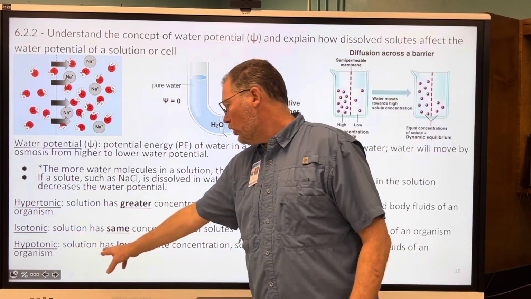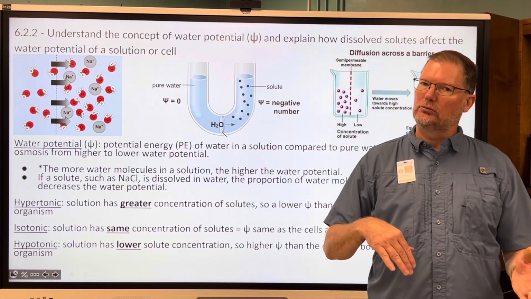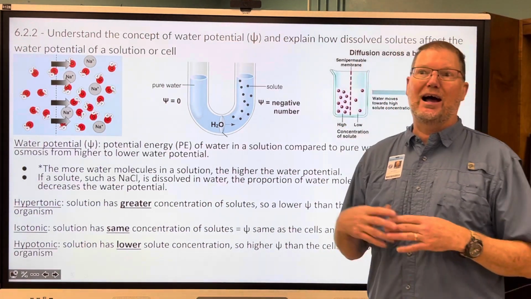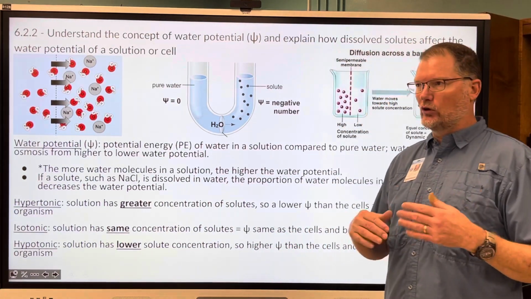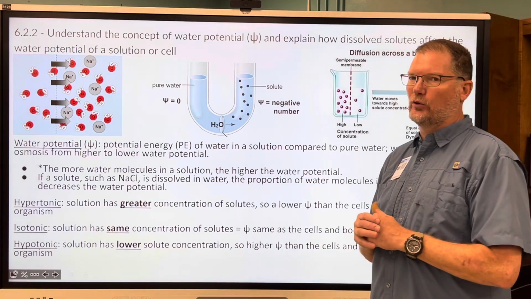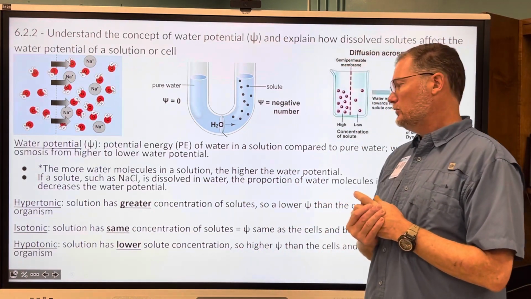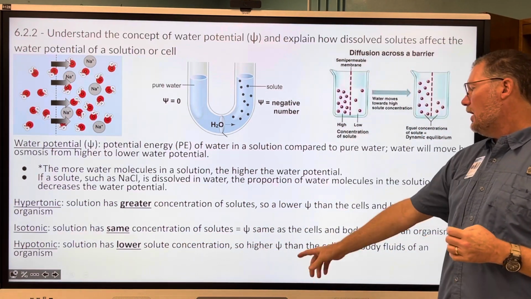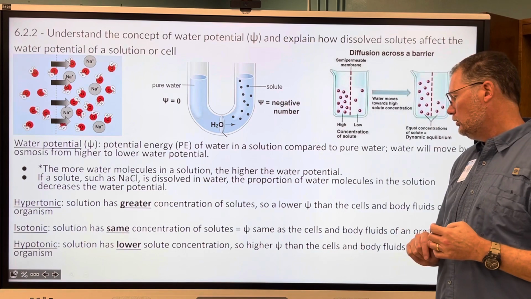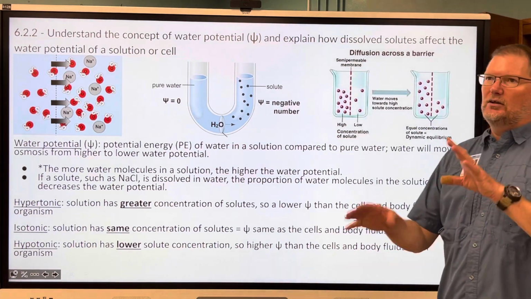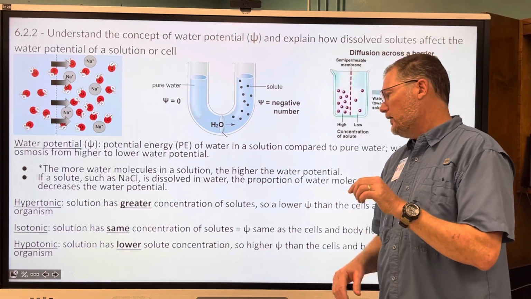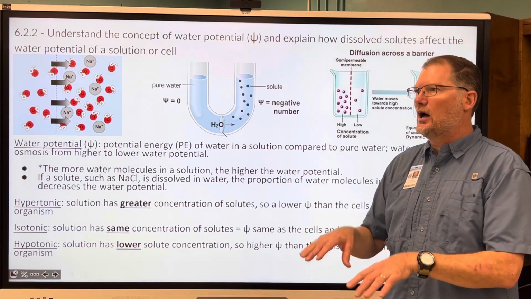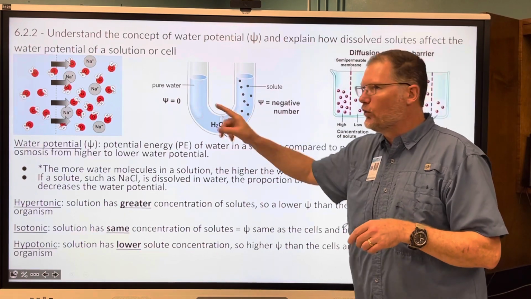And then hypo, lower, opposite of hyper. If hyper is greater, hypo is lower. Some of you athletes may know about hyperextending, or extending greater than it's supposed to go, or hypoextending. So lower solute concentration. So a higher water potential than the cells, but that's the confusing part. It's got a lower concentration, a higher water potential, a higher concentration, a lower water potential.